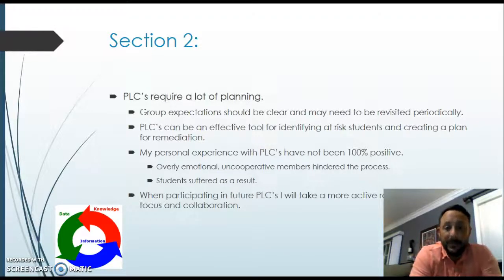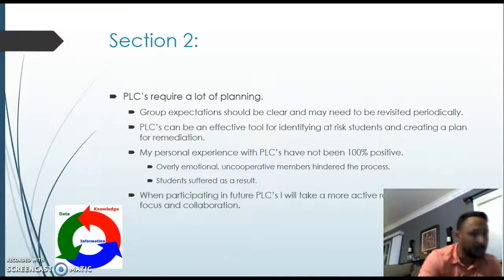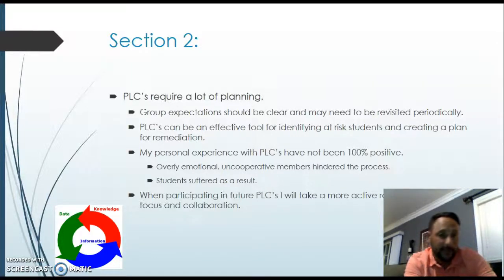PLCs can also be an effective tool in identifying at-risk students. That to me was key. Like, I brought a couple kids in that were kind of borderline. Like, I don't know if they should be in this class or are they keeping up, or I would go to their English teacher. What's their reading level like? Can we test this kid? And I would look at prior test scores.